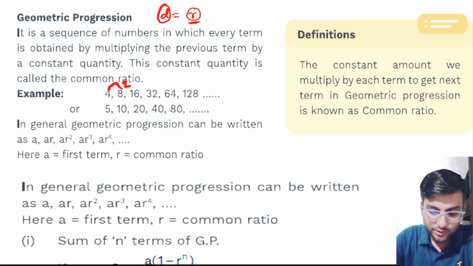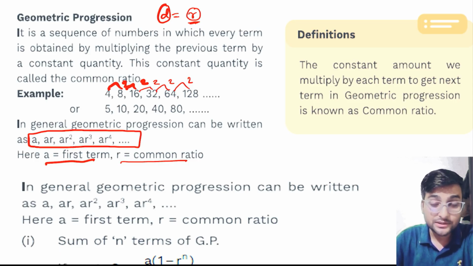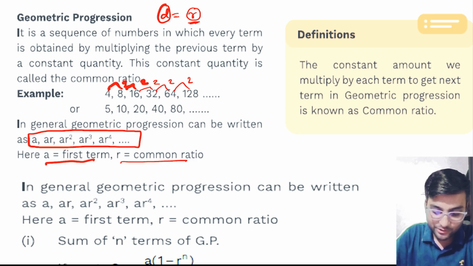So the common ratio is 2 here, also 2 here, and also 2 here. Similarly, these are the general terms of GP. A is the first term, r is the common ratio. In general, in this case there are two important factors, very important things. Majorly these are used in physics.